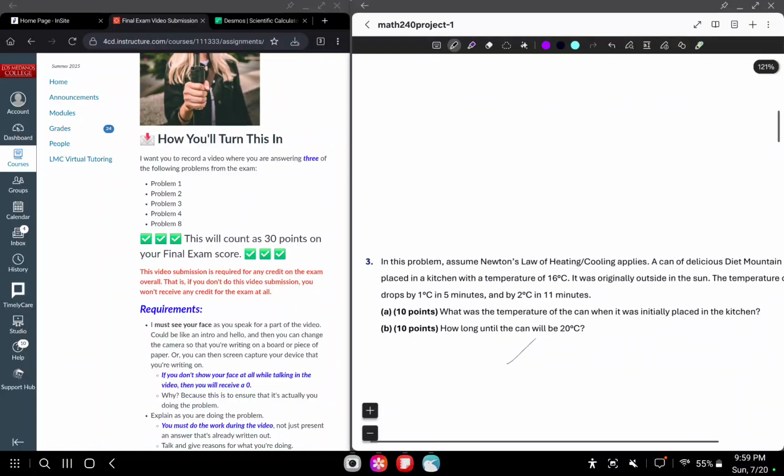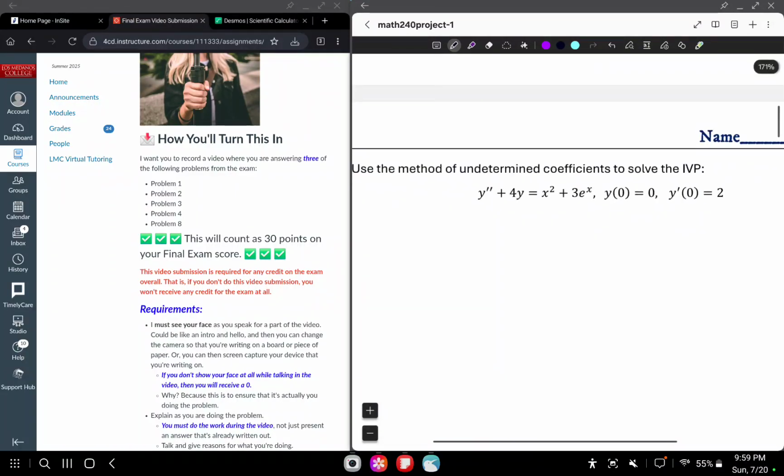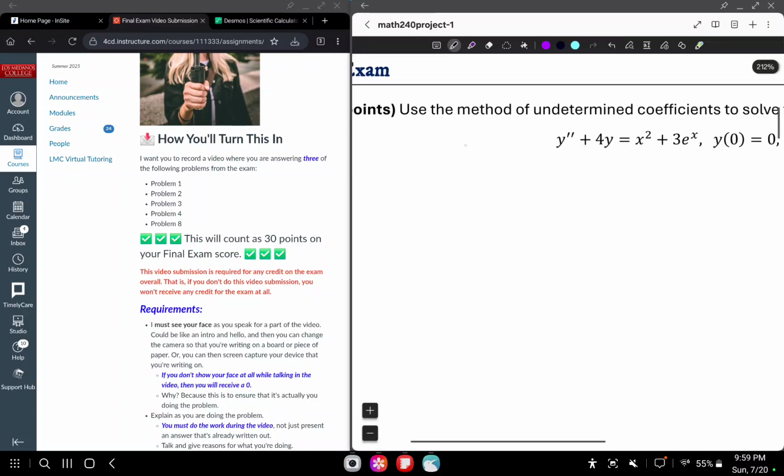I'll be doing method of undetermined coefficients. So for this, we have a second order linear differential equation. So we need two parts, a homogeneous and non-homogeneous part. And to get the y sub c part, the complementary solution, you have to find the roots and get the characteristic equation. So I'll just find the roots first.